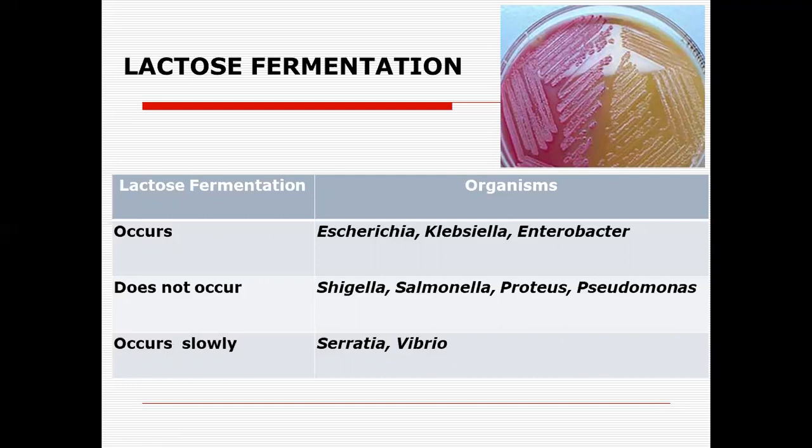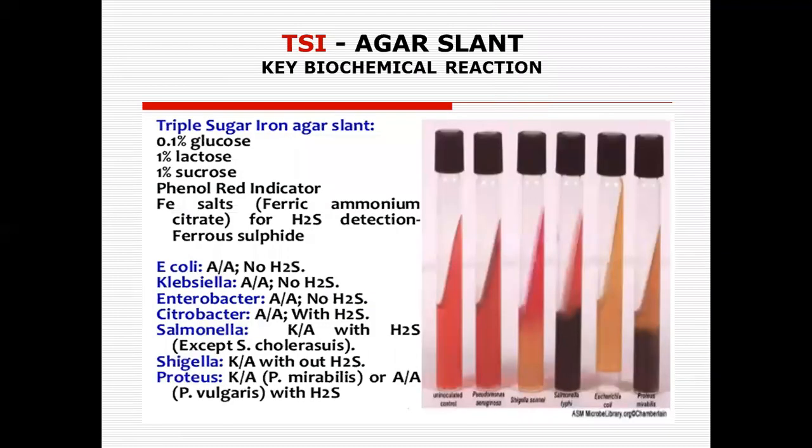Now, in addition to the eosin methylene blue agar or MacConkey agar, we have to use another medium, what we call the TSI agar, the triple sugar iron agar. As we know, we make a slant in this case: instead of putting the medium on the Petri plate, we put it in a test tube and then tilt that test tube at an angle and make a slant. These are the TSI slants.